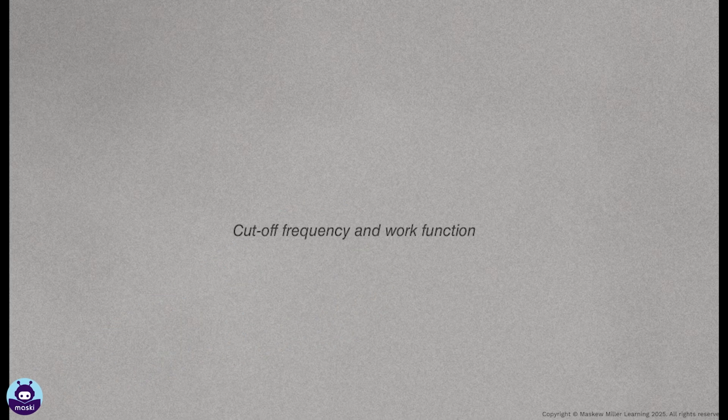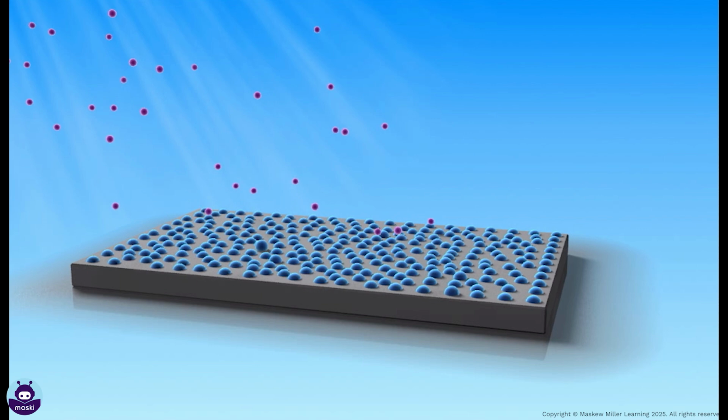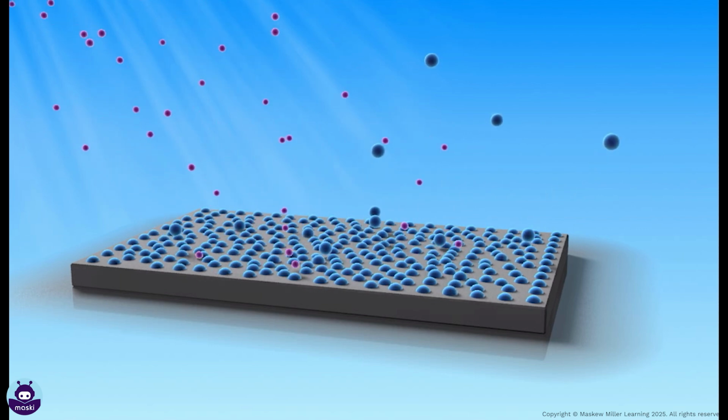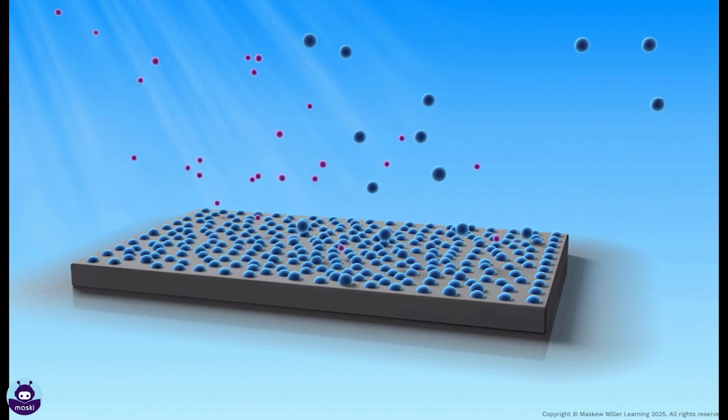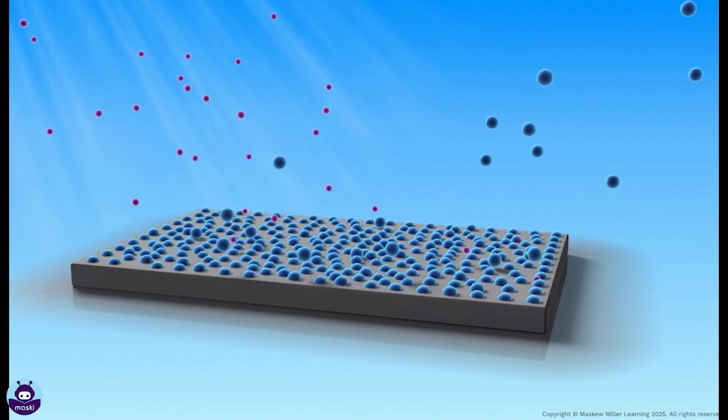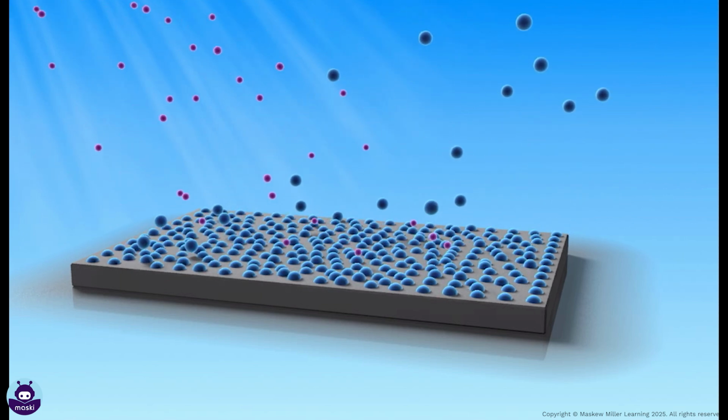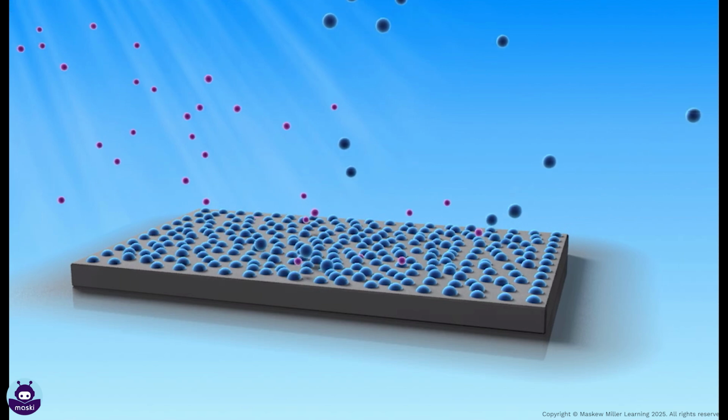Cutoff frequency and work function. The photoelectric effect is observed in certain metals when light of a particular frequency is shone on the surface of the metal. Here, a sheet of zinc metal emits photoelectrons when ultraviolet light is shone on it.